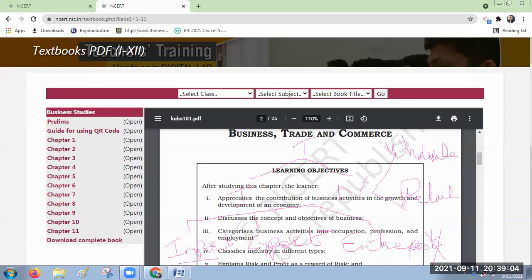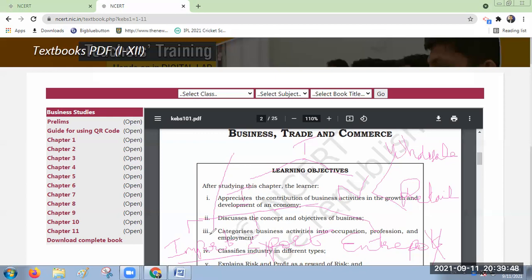Import means when a country purchases goods from another country. Let us take for example, our country is purchasing petroleum, crude oil from foreign countries, because in our country very few oil reserves are there. See, in the definition of import, you should not use the word importing. When a country purchases, in place of import, you put purchase. If a country buys goods from a foreign country, that is import trade.